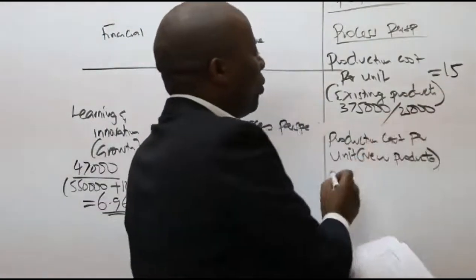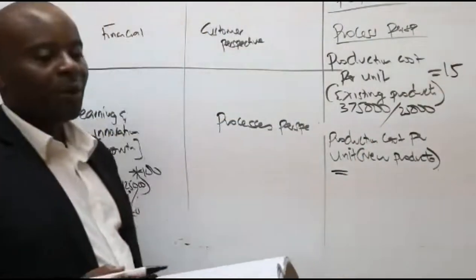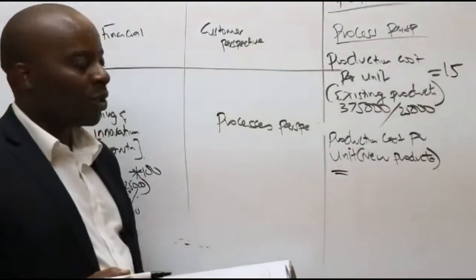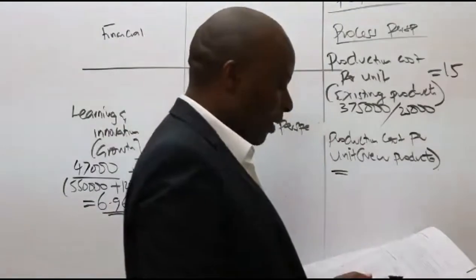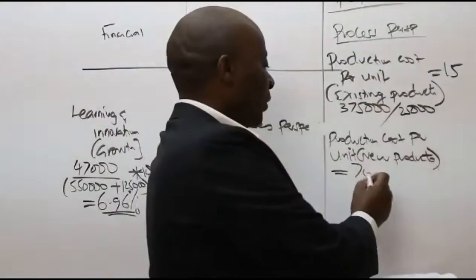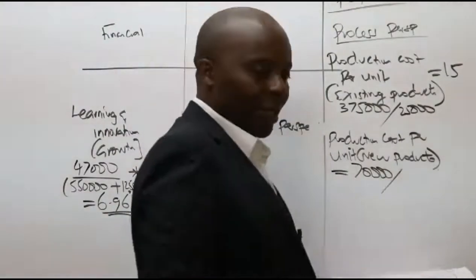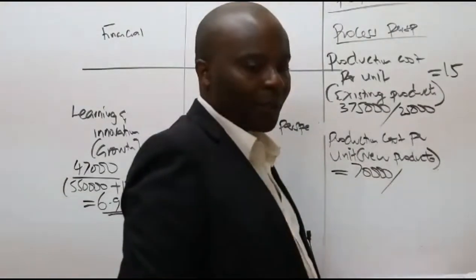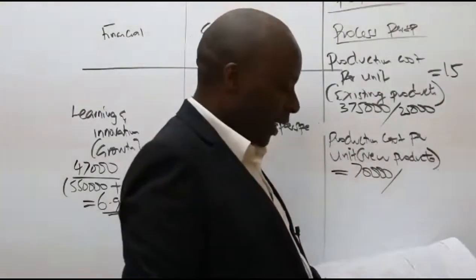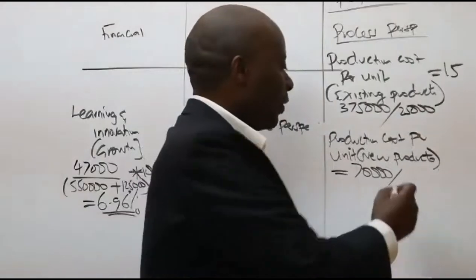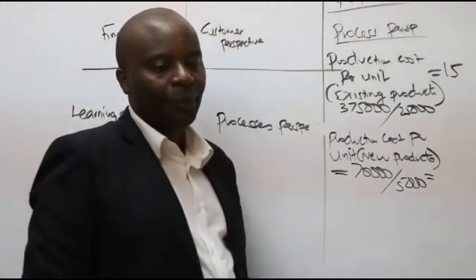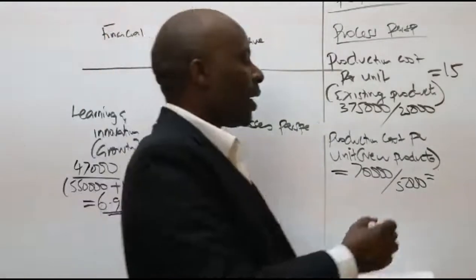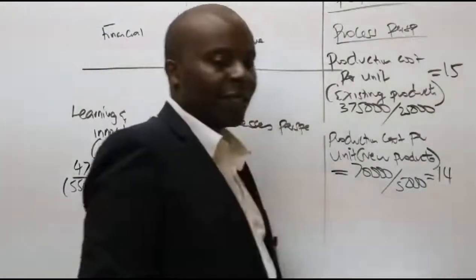So how about the new products? I'll take the production cost of the new product. What do I have? I have 70,000 divided by 5,000. Who is able to give me this figure? 14. Are you seeing some improvement?